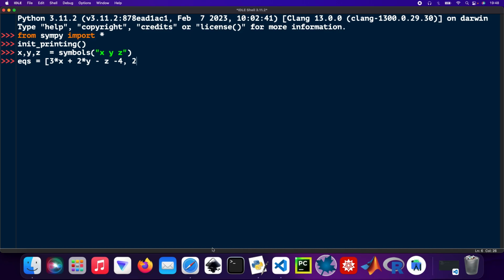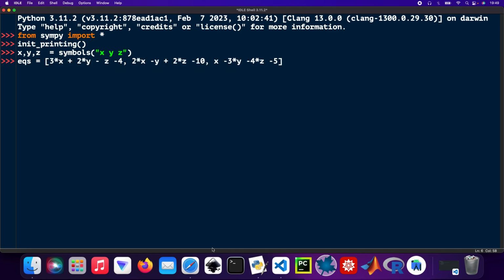So 2 times x, minus y, and plus 2 times z. That's equal to 10. So I'll put minus 10. And then the next one, that'll be x minus 3 times y, and minus 4 times z, which is equal to 5. So I'll put minus 5.